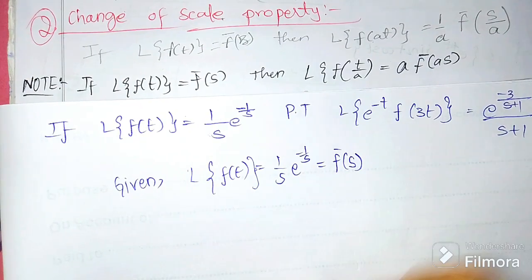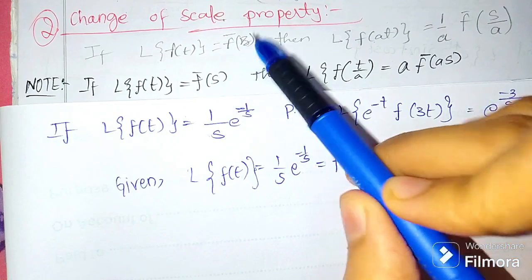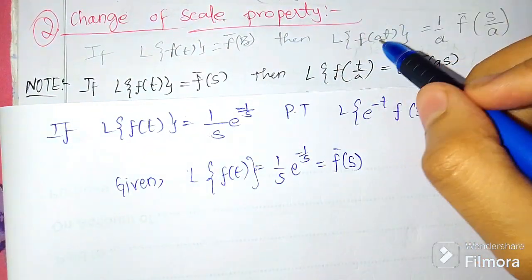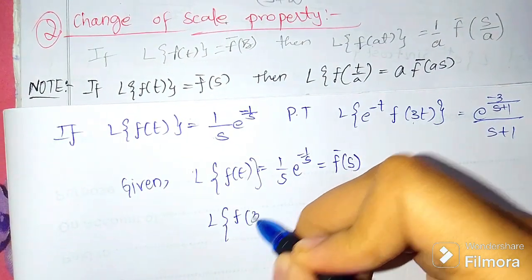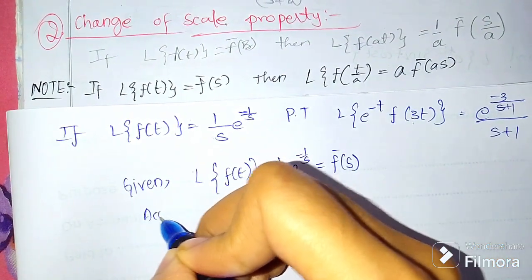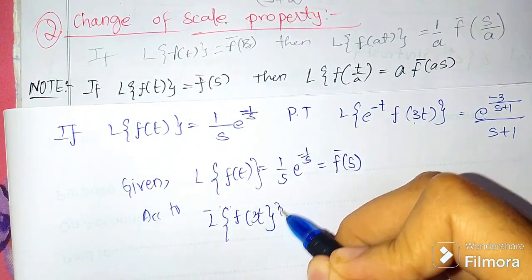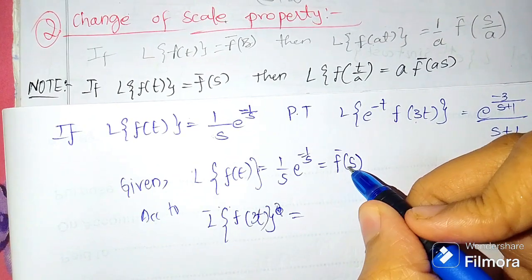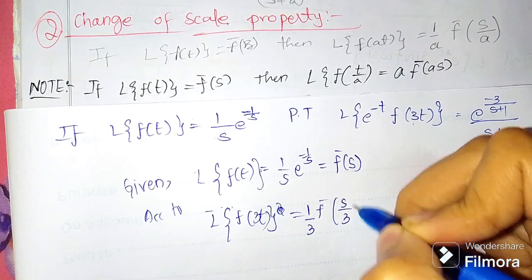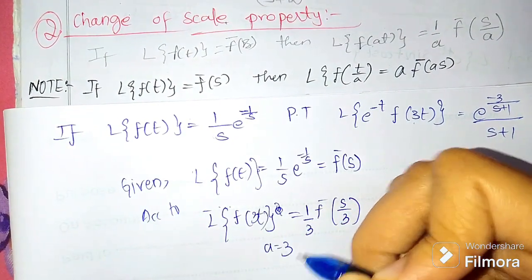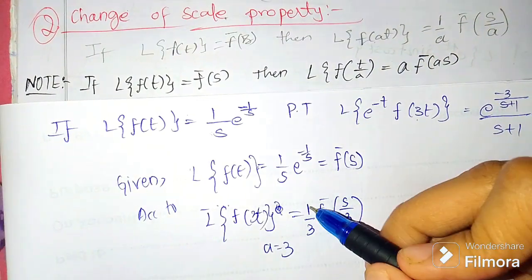Now what we know by the change of scale property: if Laplace of this is f bar of s, then Laplace of f of at. So now we have to find f of 3t, right? According to the change of scale property, Laplace of f of 3t is 1 by 3 f bar of s by 3, because my a is 3. So Laplace of f is 1 by a f bar of s by a, so I am writing 1 by 3 f bar of s by 3.